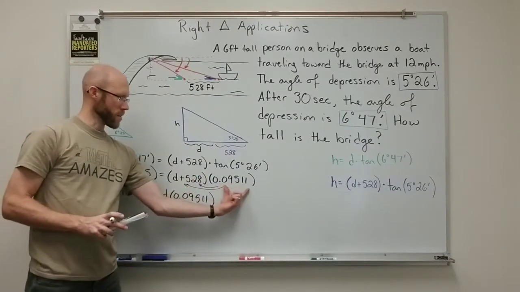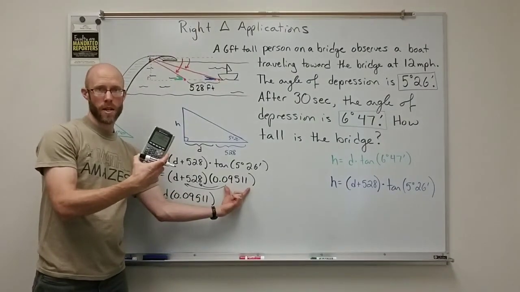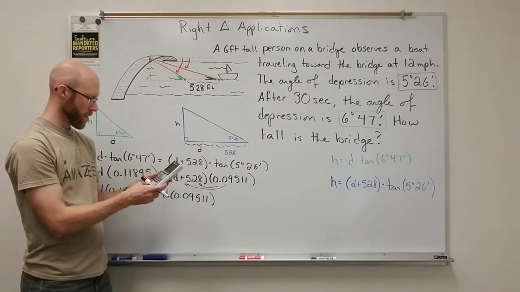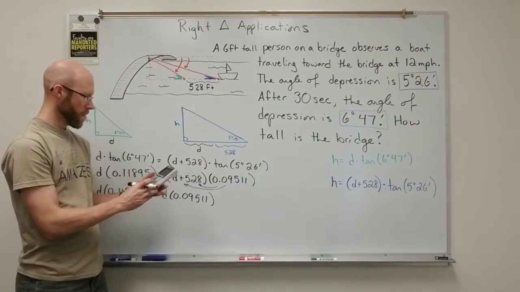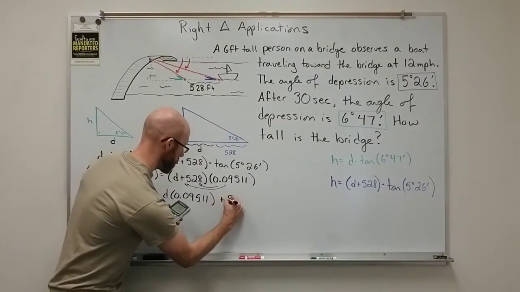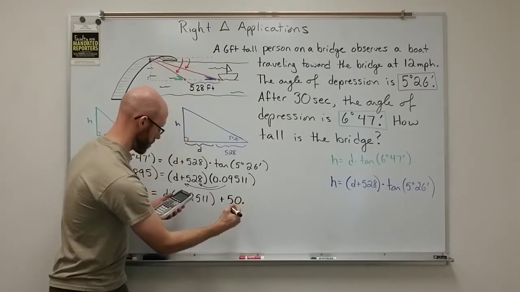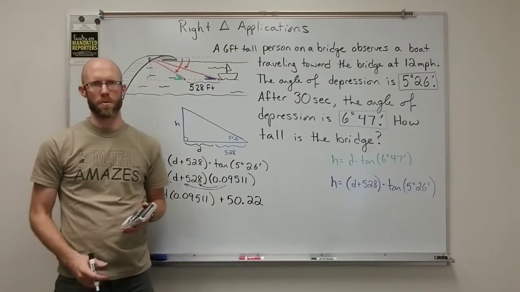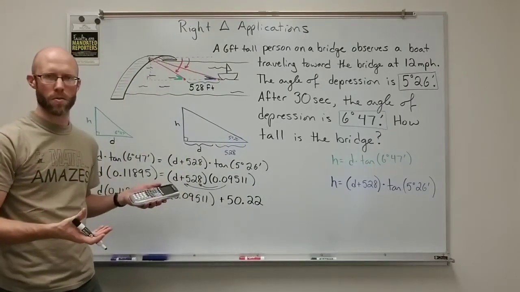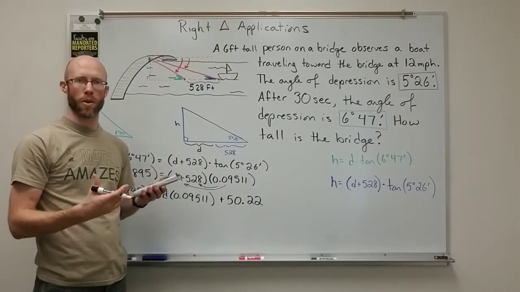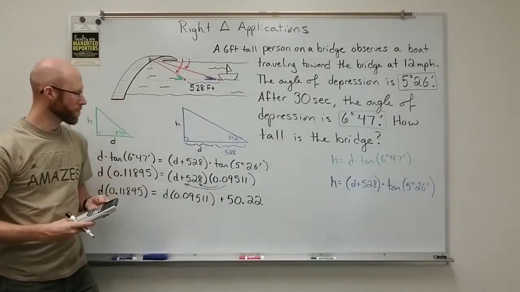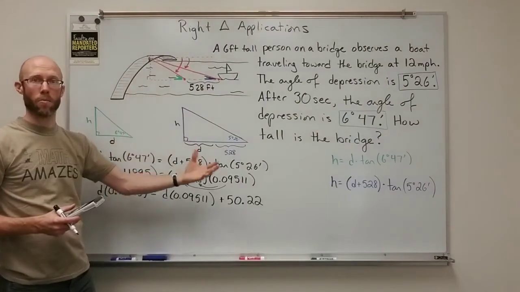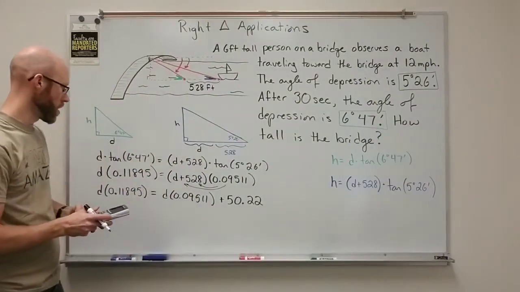Well, I already have this on the calculator with all the decimals, so I'm just going to hit times 528, and that gives me 50.22. I'll just round it off at 2 decimal places. Again, I'm not taking a lot of care in where I'm rounding these off. If I was really trying to get a precise measurement on this, I would keep more of these decimals, okay?